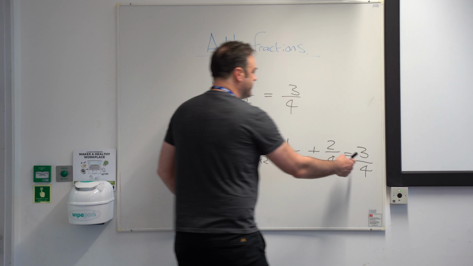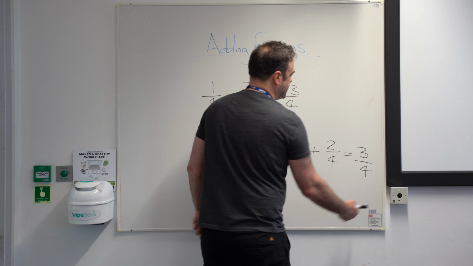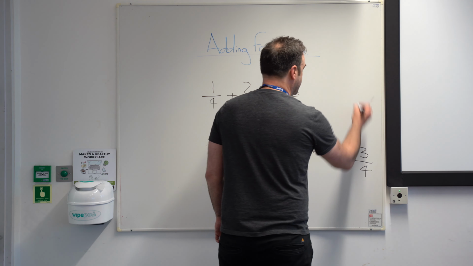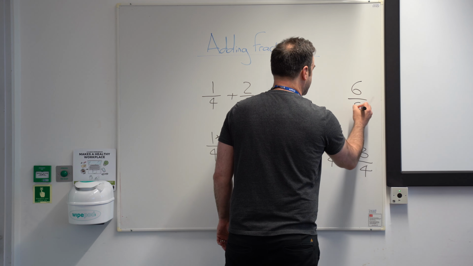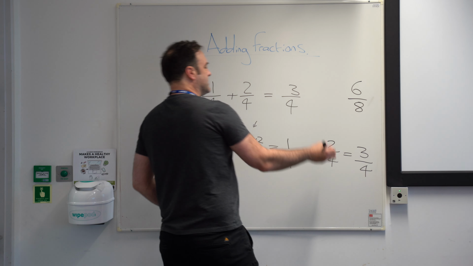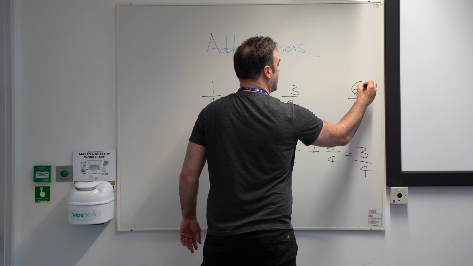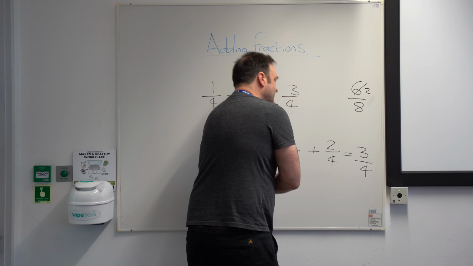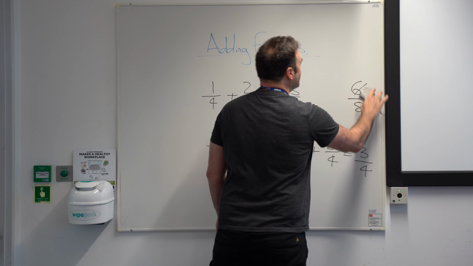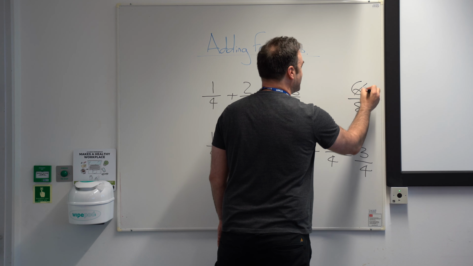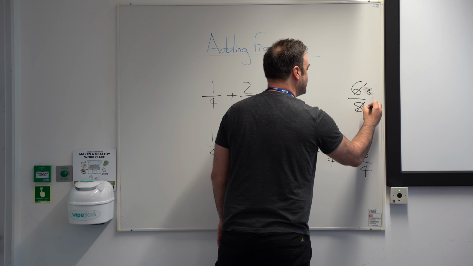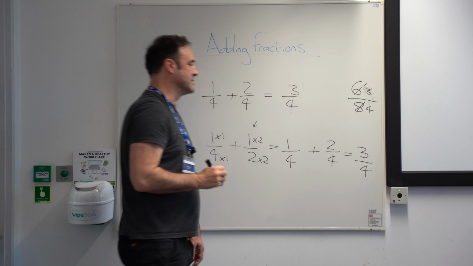And at the end, the child may need to cancel this down. You know, you might end up with, just for example, 6/8. That would cancel down to 3/4 because, sorry, 2, I do apologise, 2 goes into 6 3 times, 2 goes into 8 4 times. So that would cancel down to 3/4.